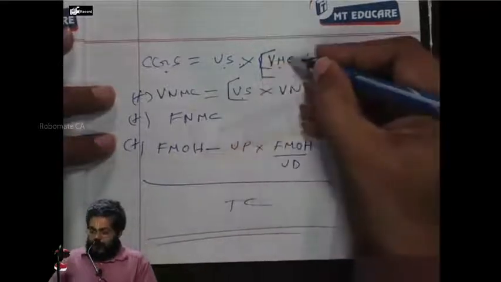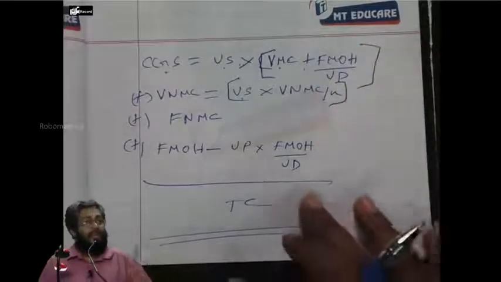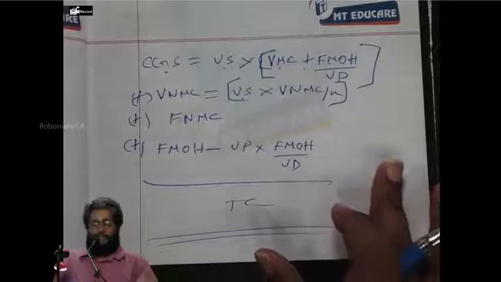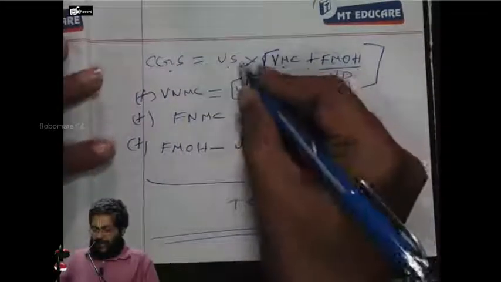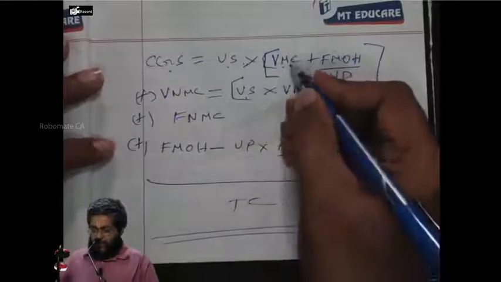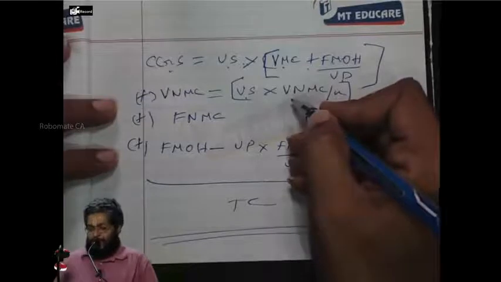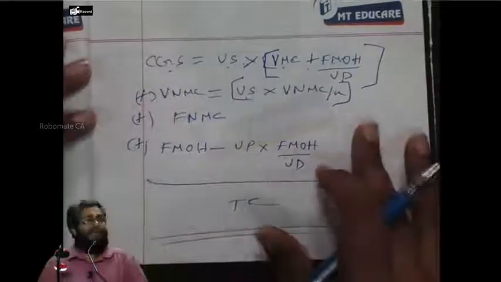Units sold into VMC plus VNMC gives you VC. Variable manufacturing cost plus variable non-manufacturing cost gives you a total variable cost. So what I can do is, I can say US into VMC plus what? VNMC can be called as what? VC per unit plus what? FMOH divided by UD. That is acceptable.